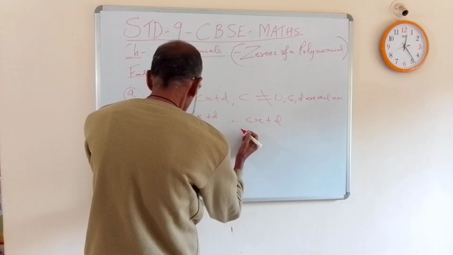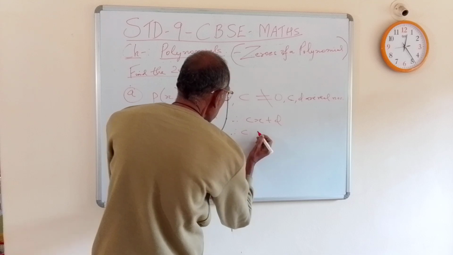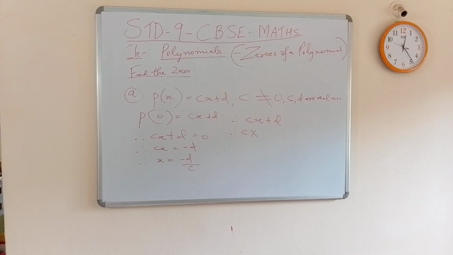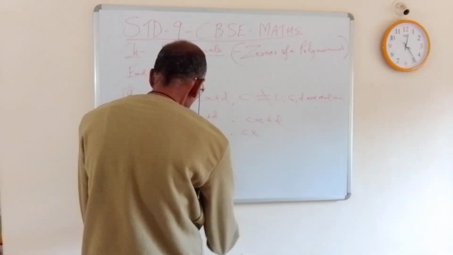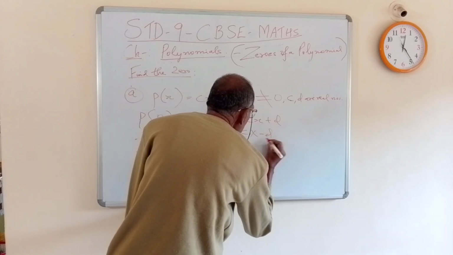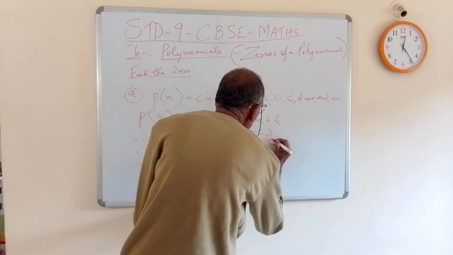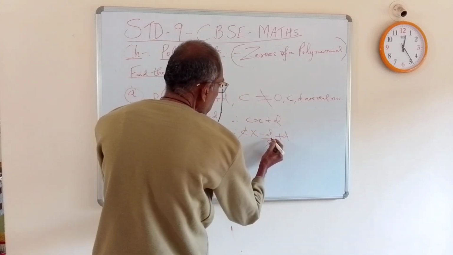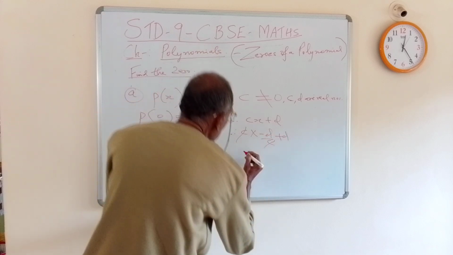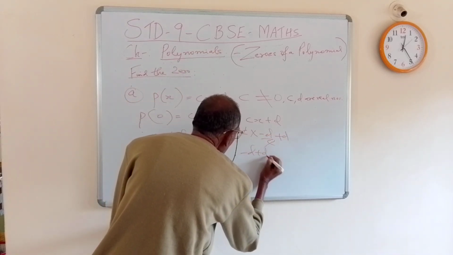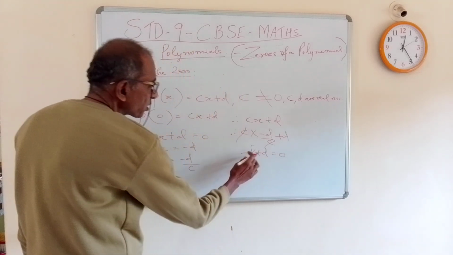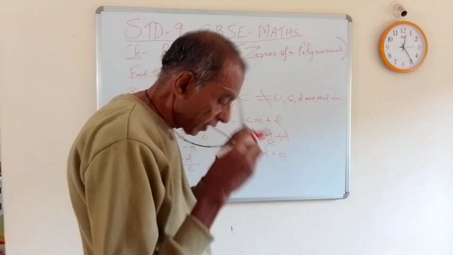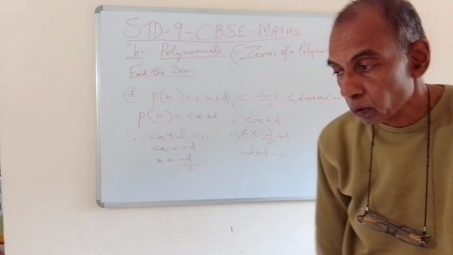So here c into minus d upon c plus d. So this c and this c are getting cancelled. What we have is minus d plus d. So minus d plus d again is equal to 0. Okay, got it? So this is how we find the zeros of a polynomial.